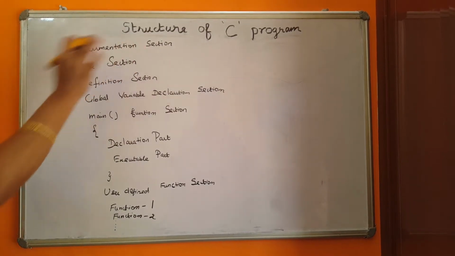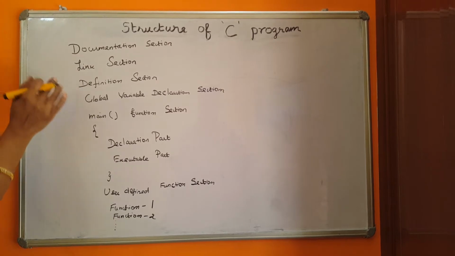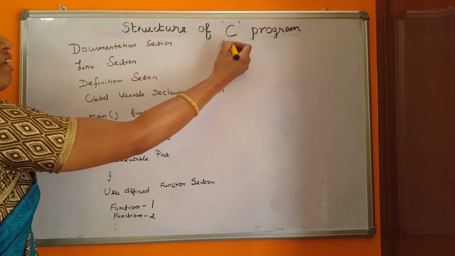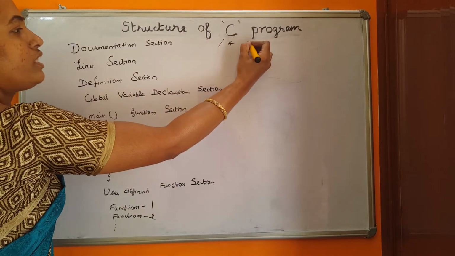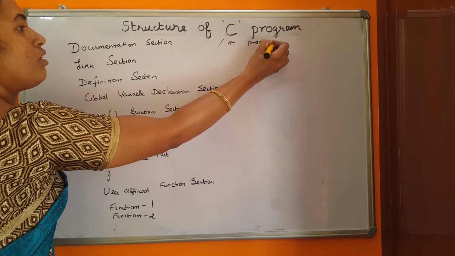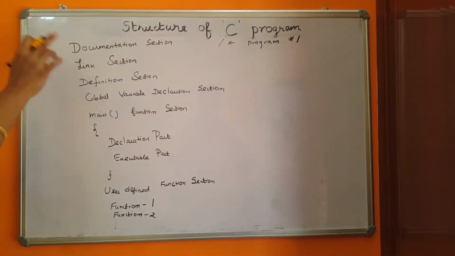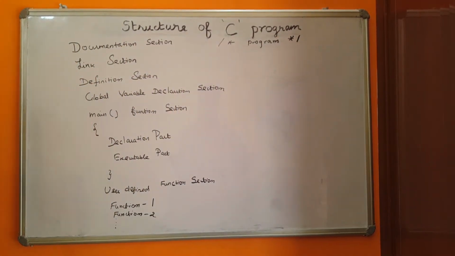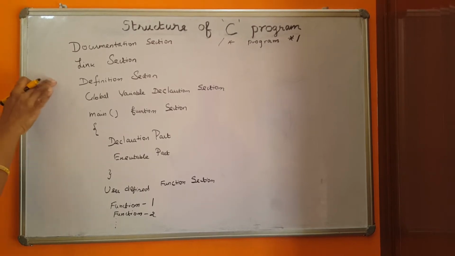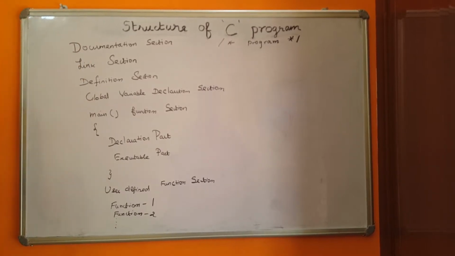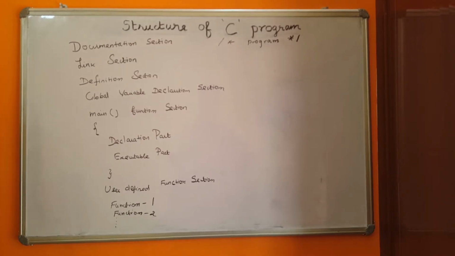In documentation section, all the comment lines are given in this section. The comment line starts with /* and ends with */. Those lines are usually used to give the name of the program, name of the programmer, date, etc. For this purpose, documentation section is used. Those lines are not executed by compiler, so those lines are called comment lines.